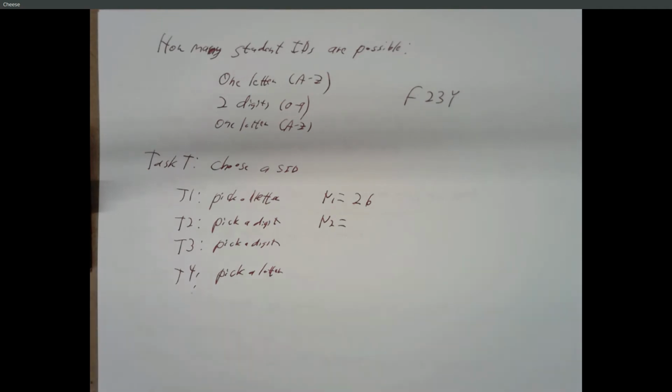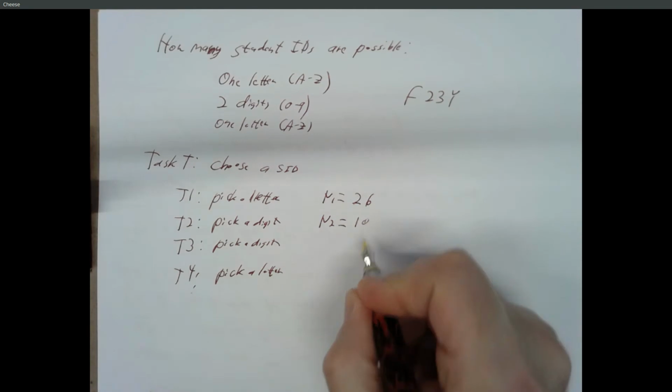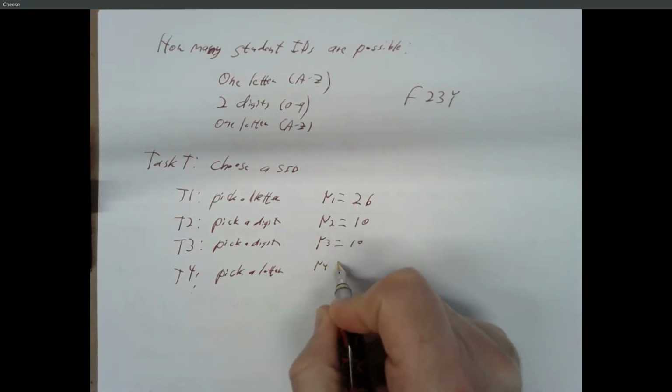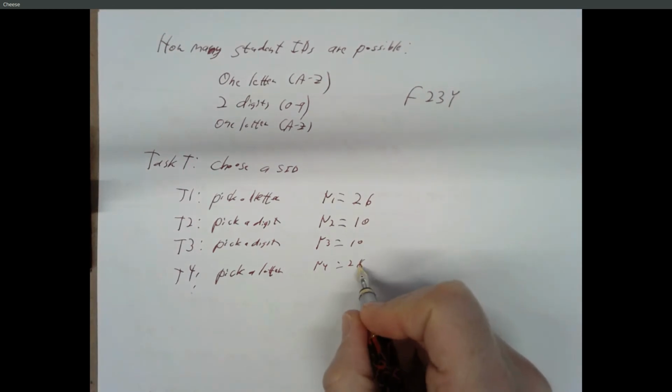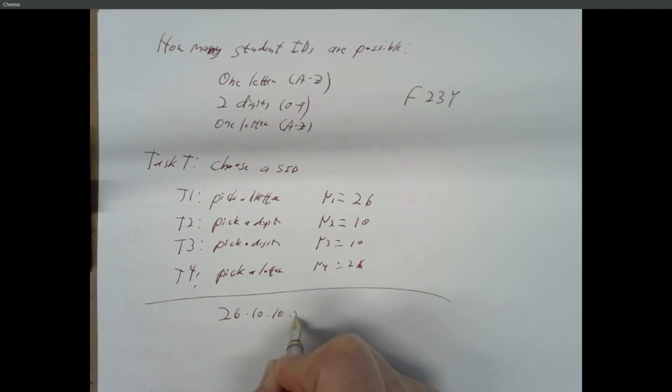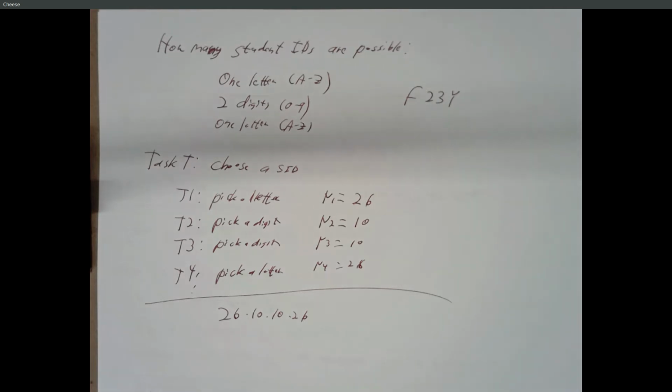Oh, 10. Yeah, so we can do anything from 0 through 9, so there's 10 ways to pick a digit, which means N3 is also 10 and N4 is 26. So how many student IDs are possible? 26 times 10 times 10 times 26. A lot. It's a lot, but probably not enough for Clark.